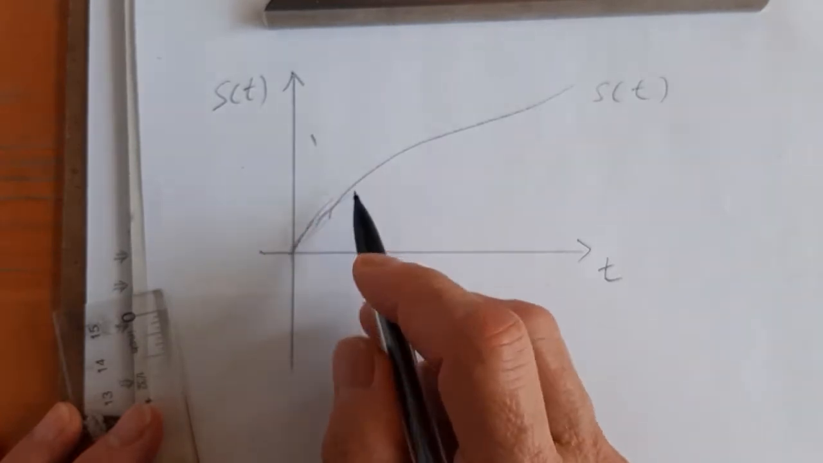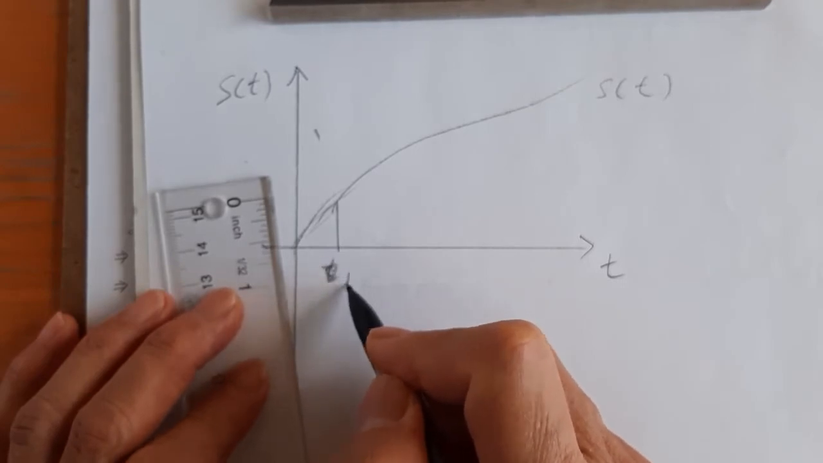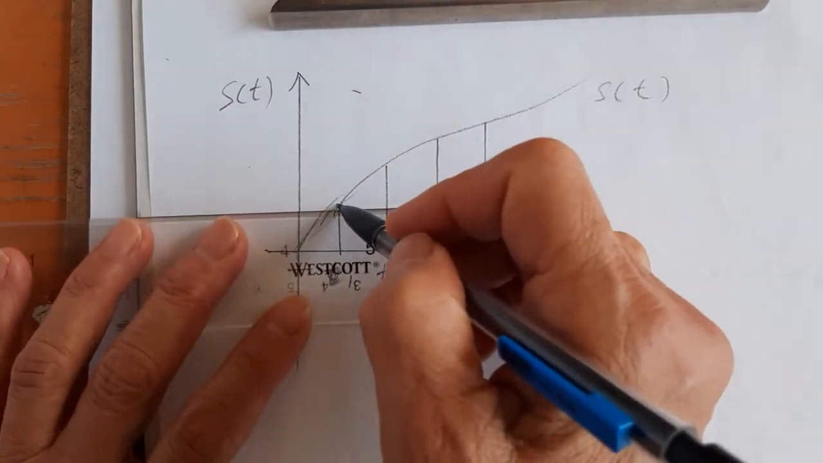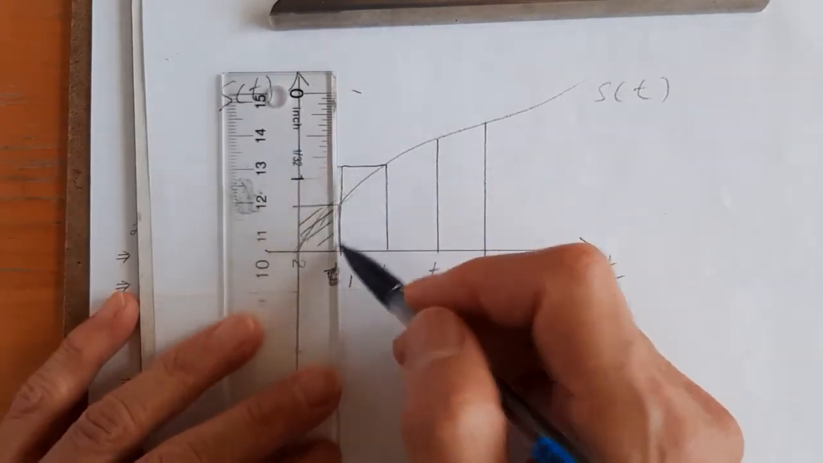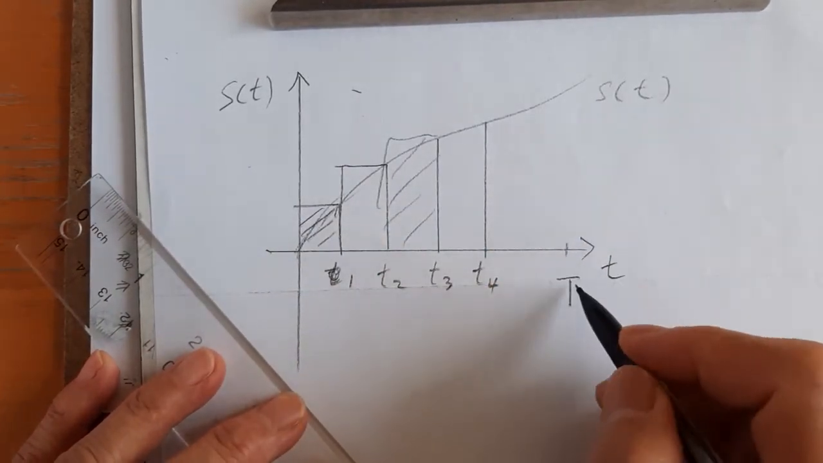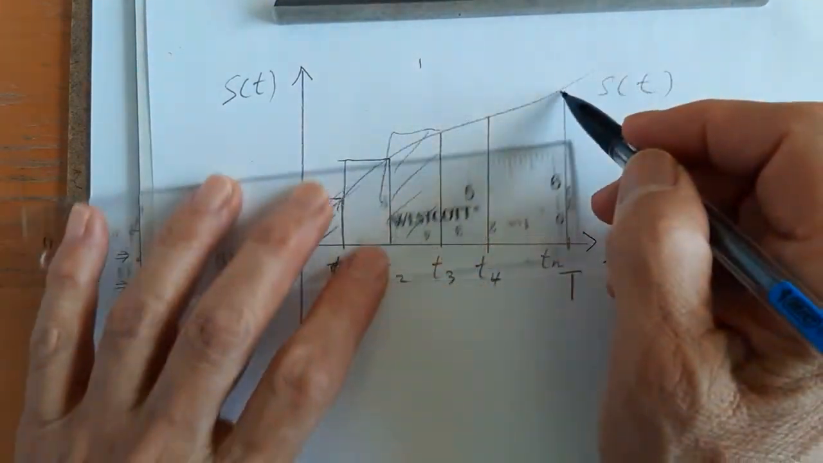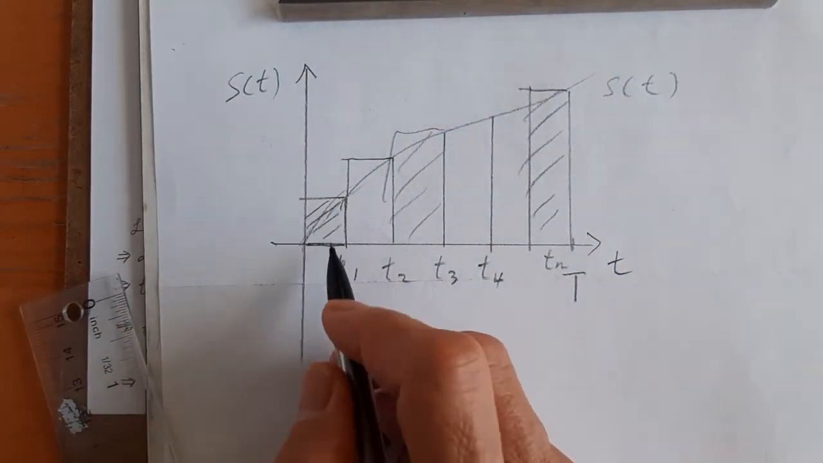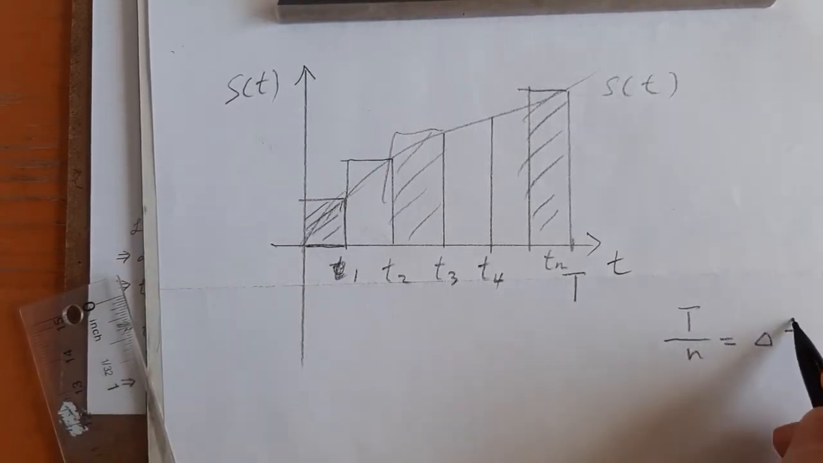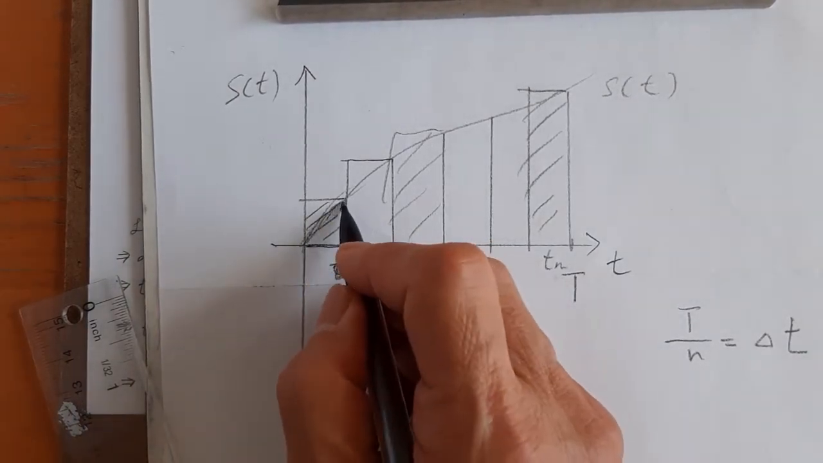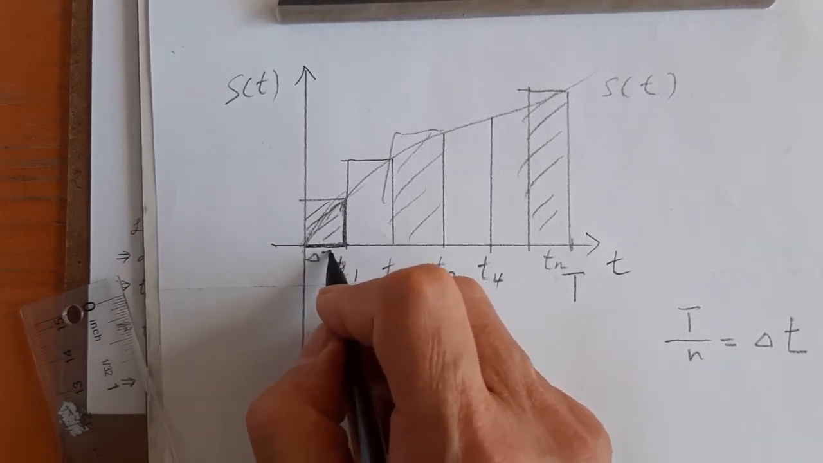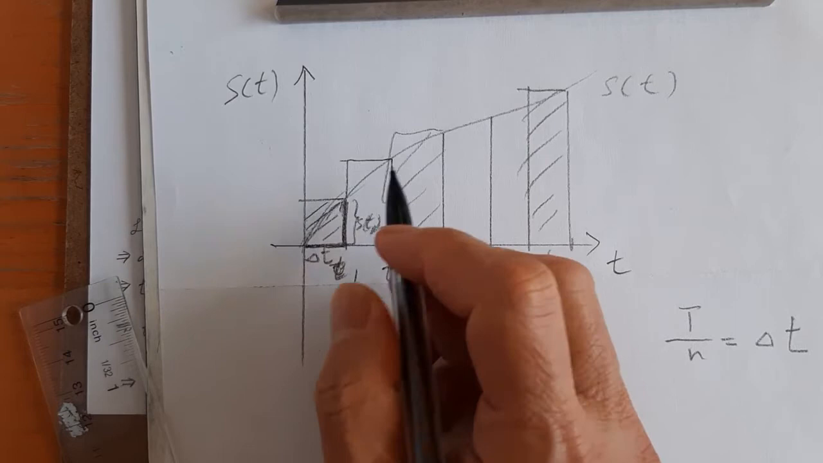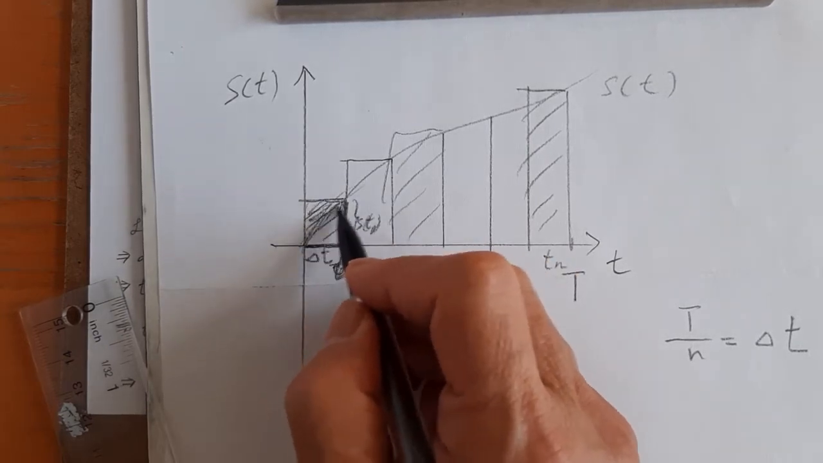T equals 0 we assume 0, and then t1, t2, t3, t4, and you do this until tn, n years. Here t divided by n is delta t. Because here is how many years, if for those years the average is S of t1, the sales S of t1, and for so many years, that's the total sales.